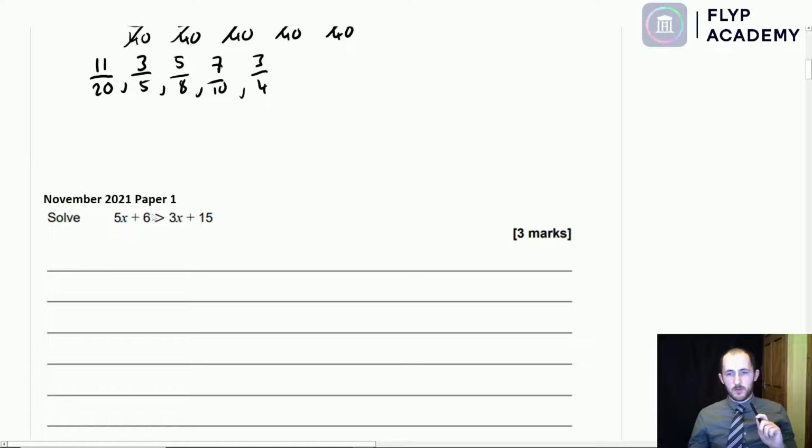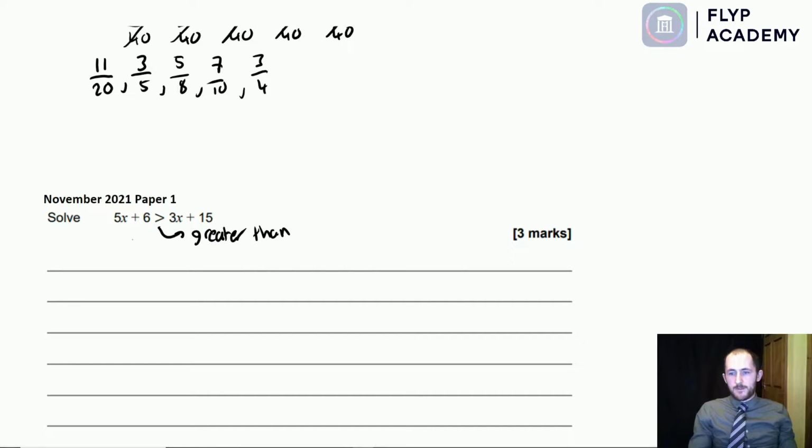Whichever side this crocodile's mouth is looking at, that is the bigger side. So what this is saying is 5x plus 6 is greater than 3x plus 15. If it was facing the other direction, that means it's less than whatever's on the left-hand side. To solve this, you treat it as if it's an equal sign. Sometimes I like to tell people just make it equals.